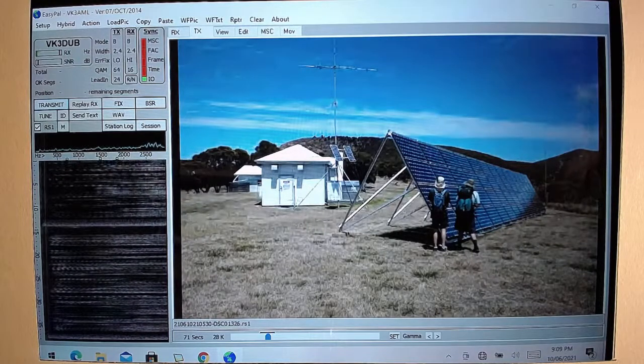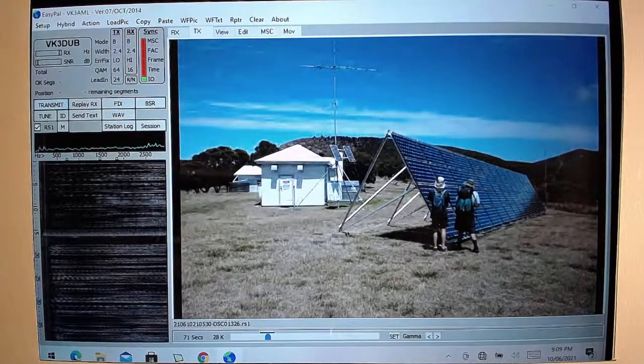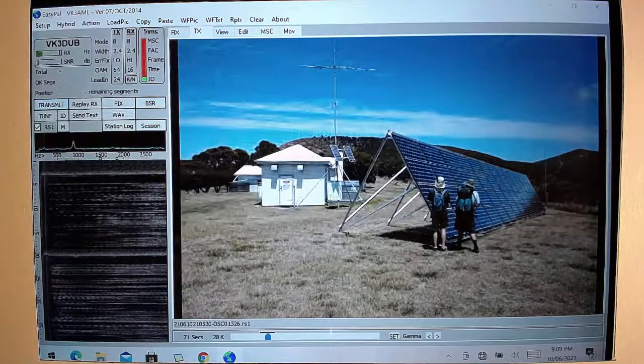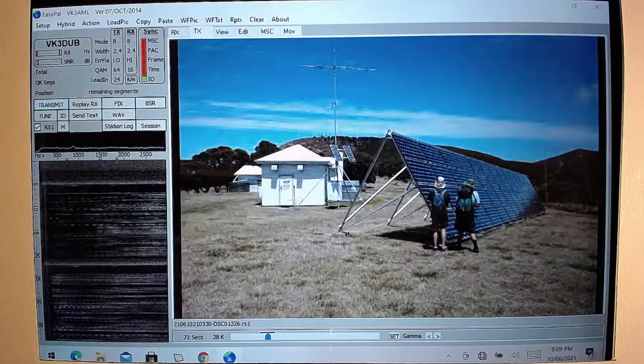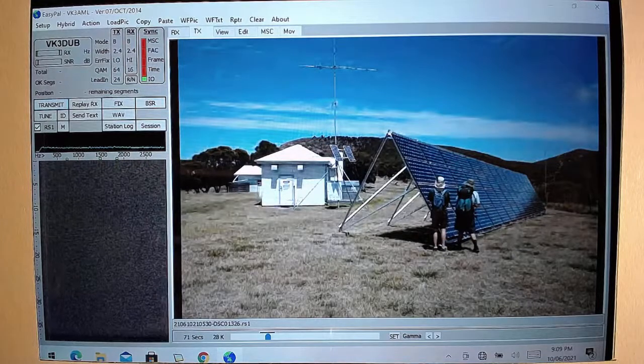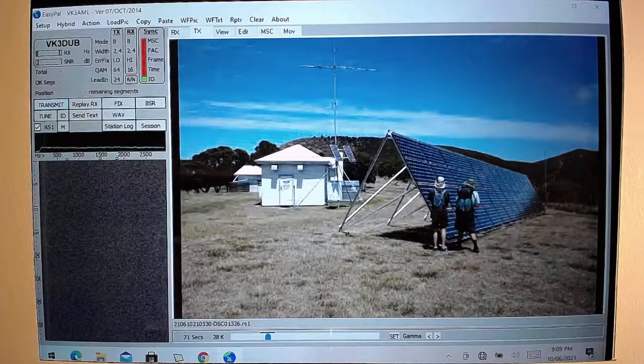VK3AML, comment on that image. Okay, this is the solar panel wall on Deal Island, and that's at the old Lighthouse Keepers settlement.